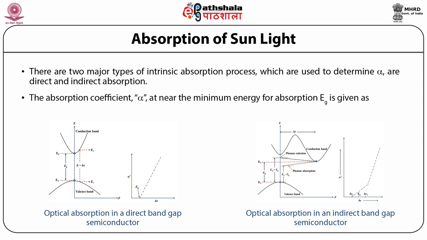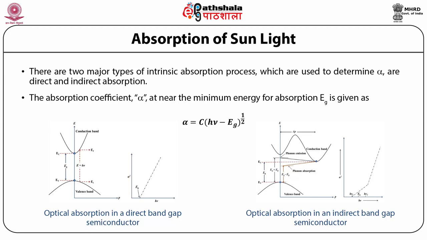The absorption coefficient alpha near the minimum energy for absorption Eg is given by alpha is equal to C multiplied by square root of (h nu minus Eg), where C is a constant, and for allowed transitions it is given as C is equal to 3.38 multiplied by 10 to the power 7 n to the power of minus 1 multiplied by (me by mo) to the power 3/2 multiplied by square root of (Eg) over h nu, where Eg is the energy band gap, n is the refractive index, and me and mo are the effective mass and the mass of the free electron.